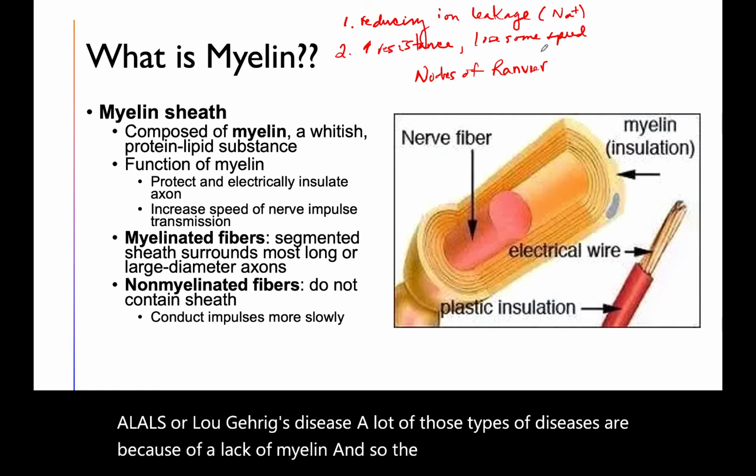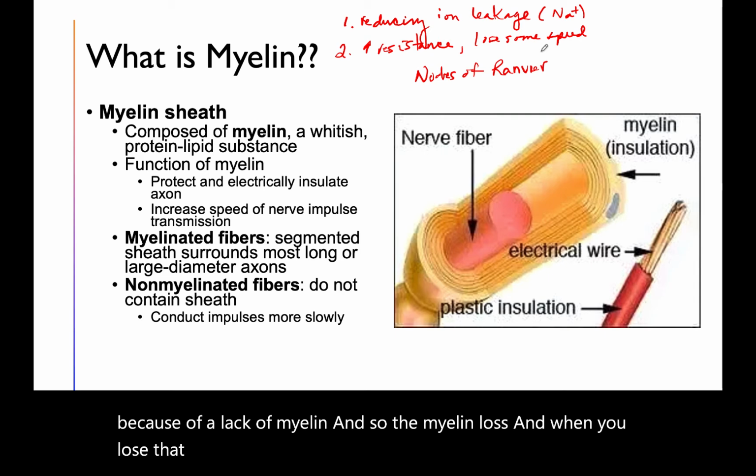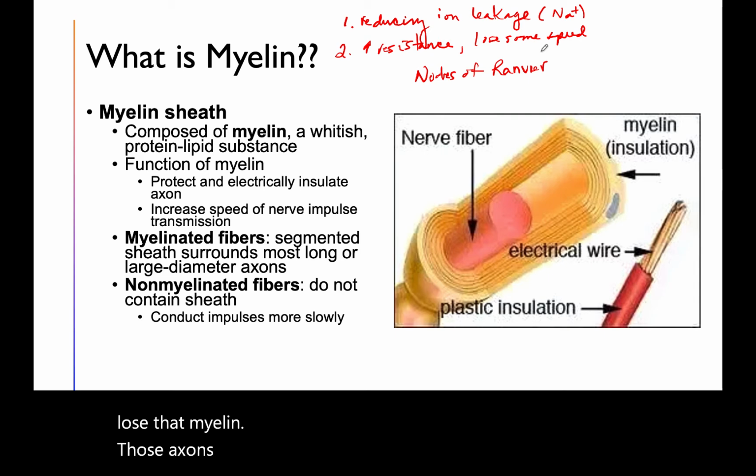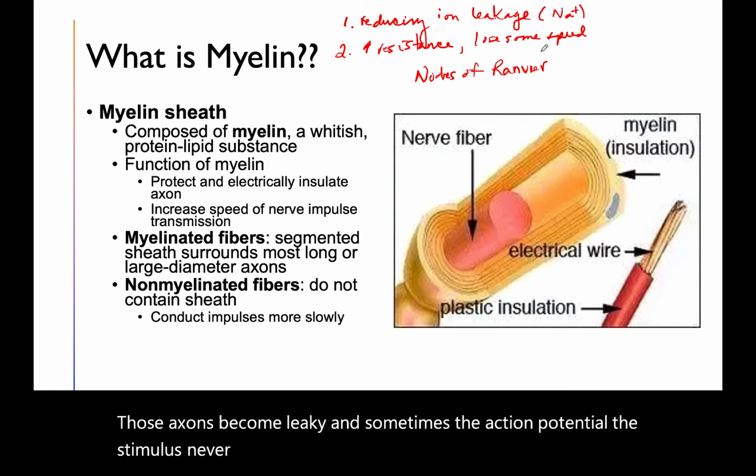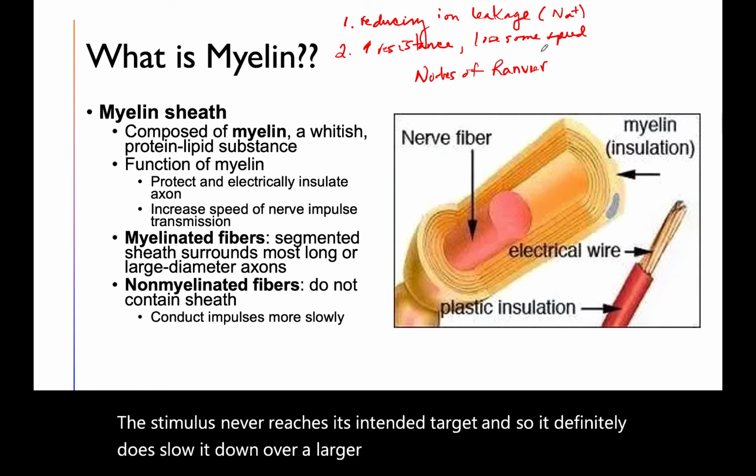And when you lose that myelin, those axons become leaky, and sometimes the action potential, the stimulus, never reaches its intended target, and so it definitely does slow it down over a larger distance. So keep that in mind. Right? Don't lose sight of that.